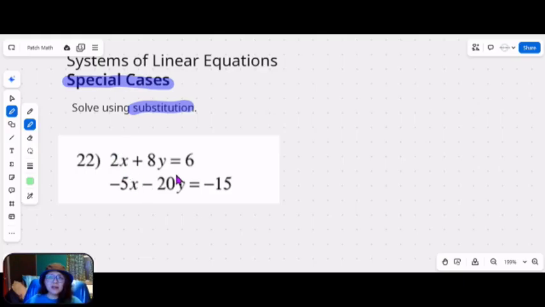So we want to strategize and maybe avoid fractions. You'll notice if we solve for the 8y and we end up dividing by that 8, we will be getting fractions. If we solve for the y with the negative 20 and we divide off the negative 20, we will be getting fractions as well. That means the strategy says the 2x here, because 2 evenly divides into 8 and 6, is a good option. And negative 5x here is also a good option because negative 5 evenly divides into negative 20 and negative 15. Because I like smaller numbers, I'm going to go ahead and take that first equation and bring it on down.